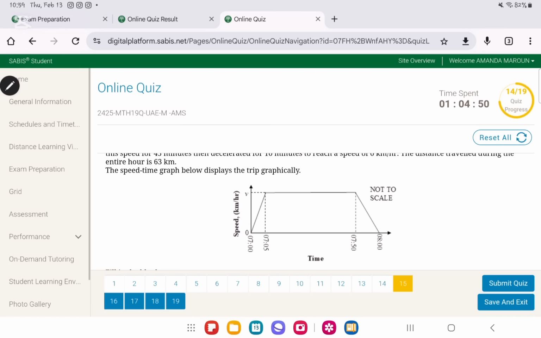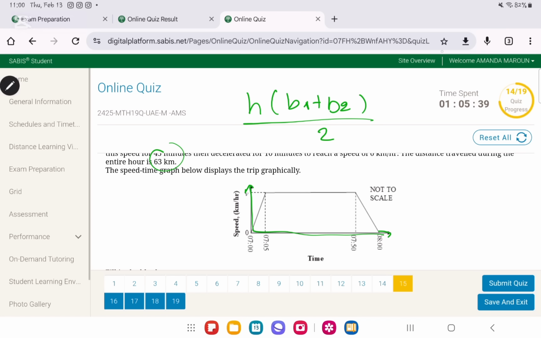We know that we have a velocity time graph. Whenever we have a velocity time graph, what we need to do to find the distance is find the area. So when you find the area of the velocity time graph, you are gonna get the distance, which is 63 kilometers. So how do you find the area of a trapezoid? It is 1/2 times height times base 1 plus base 2, over 2.